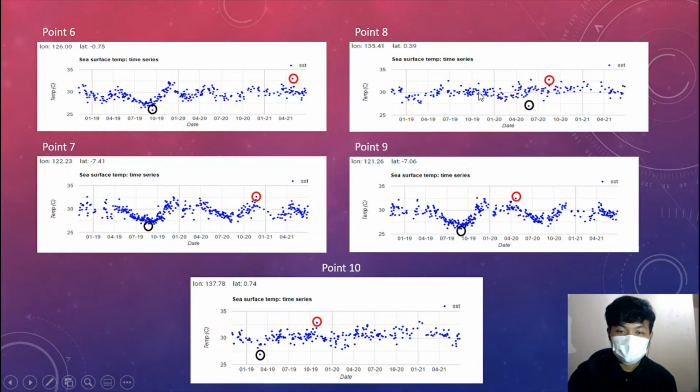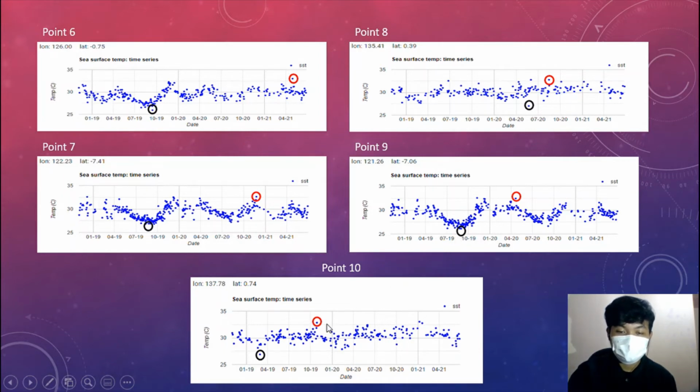And for the eighth point, the maximum temperature is 33 degrees Celsius on October 2020. The minimum temperature is 27 degrees Celsius in July 2020. And for the ninth point, the maximum temperature is 32 degrees Celsius on April 2020. And the minimum temperature is 26 degrees Celsius on July 2019.